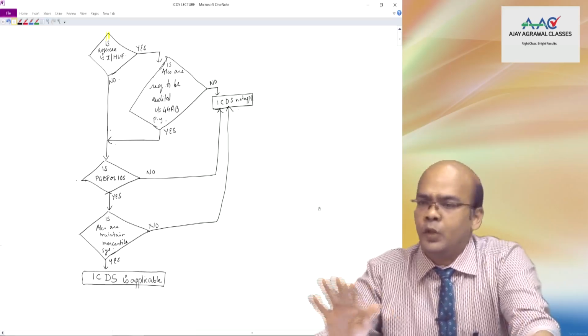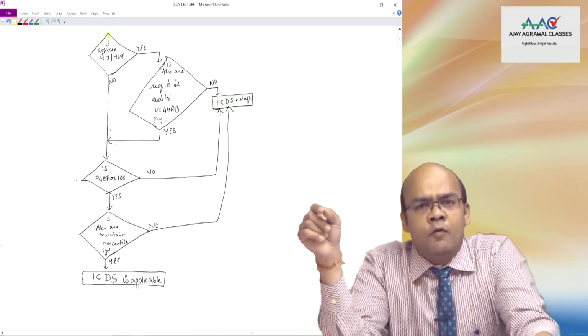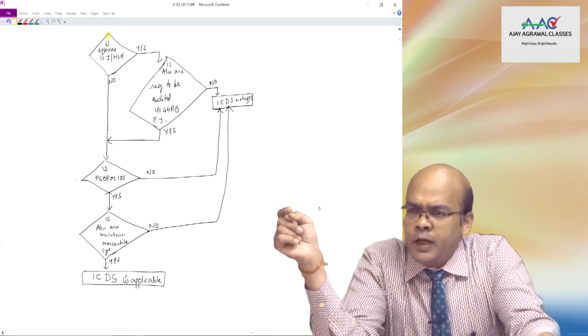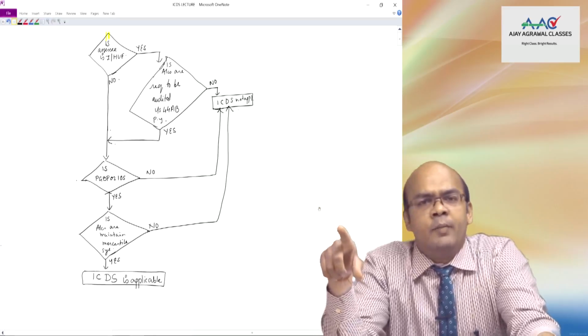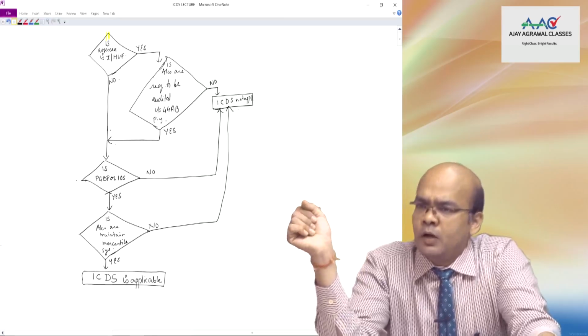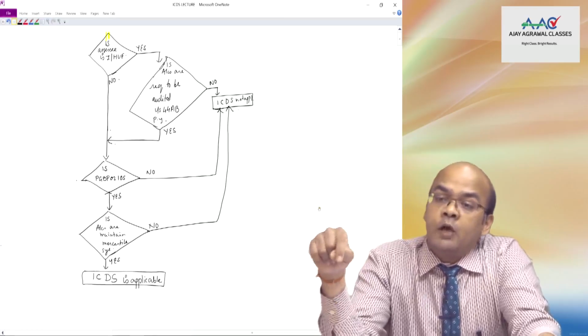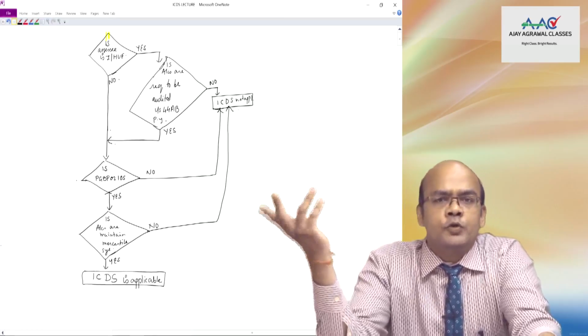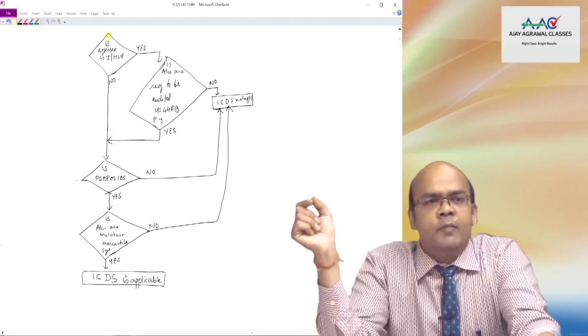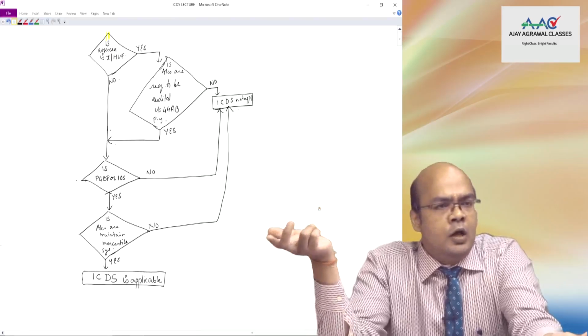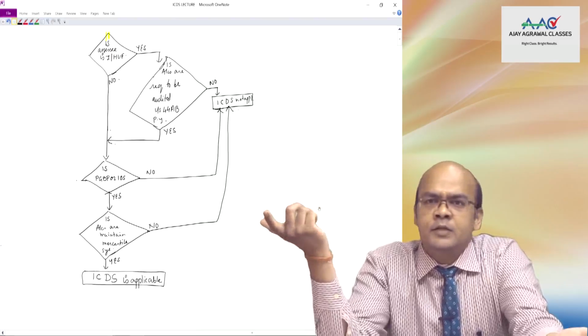Yes or no? No. Why? Because when you are offering presumptive income under 44AD, anyway you are going to offer minimum 8%. If you offer minimum 8%, you don't require to maintain the books of account. If you don't require to maintain the books of account, there is no question of method of maintaining books of accounts. Right? And if method of accounting is not required, then in that case ICDS is also not applicable.